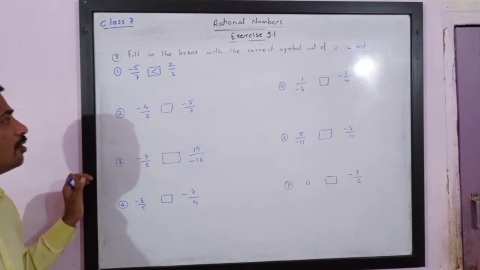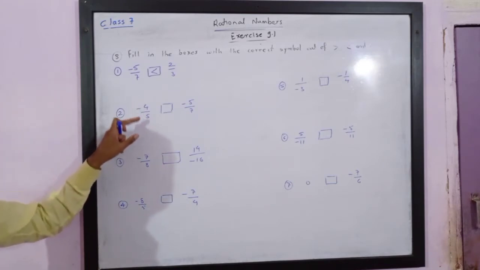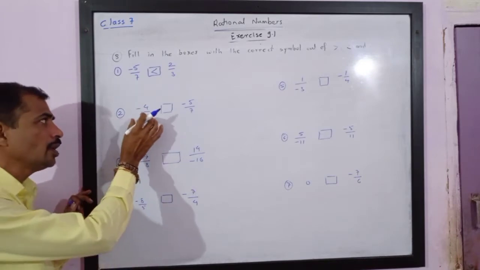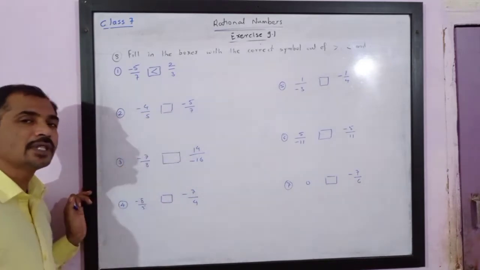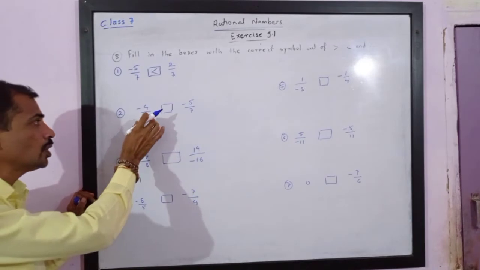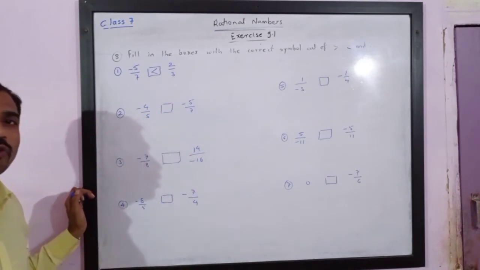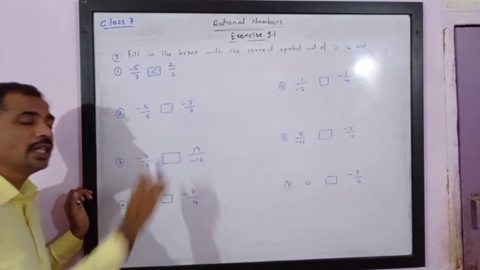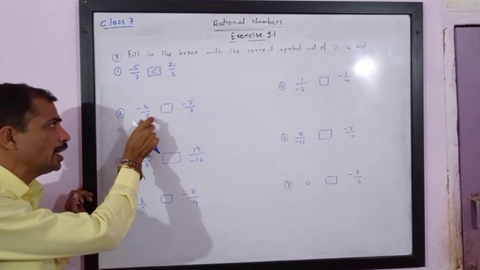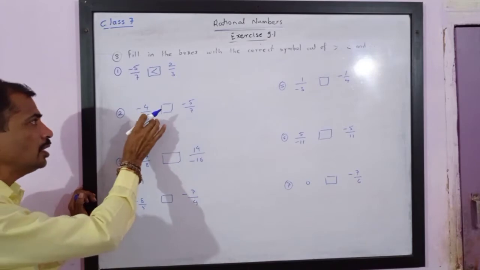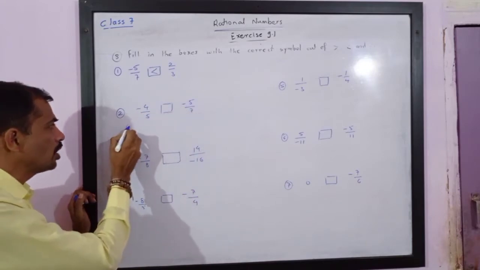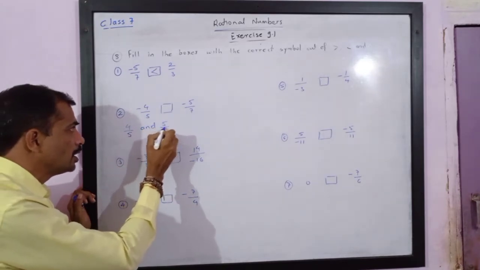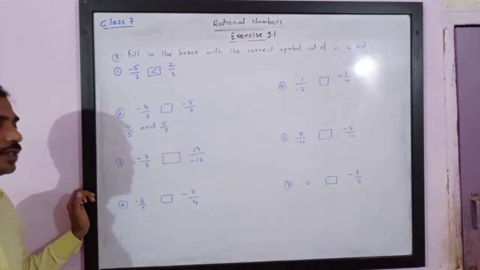Now, second rational numbers are negative 4 upon 5 and negative 5 upon 7. Please note, both the rational numbers are negative. To compare the negative rational numbers, we first compare them ignoring their negative signs. So first compare ignoring the negative signs, means we have to compare 4 upon 5 and 5 upon 7. That is, ignore their signs.